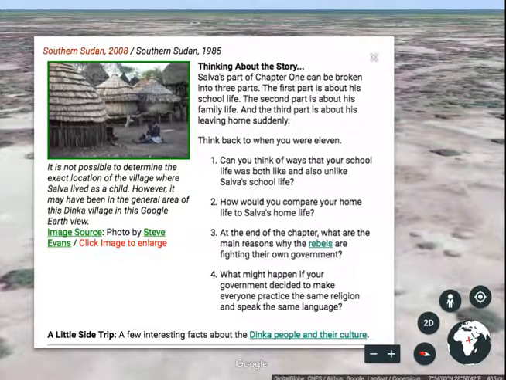Salva's part of Chapter 1 can be broken into 3 parts. The first part is his school life. The second part is about his family life. And the third part is about leaving home suddenly. Again, this is back in Chapter 1. But consider what you were like when you were 11 years old. This was probably not that long ago. Can you think of the ways that your school life was both like and unlike Salva's school life? Consider the type of things that he was thinking and going through. How would you compare your home life to Salva's home life?